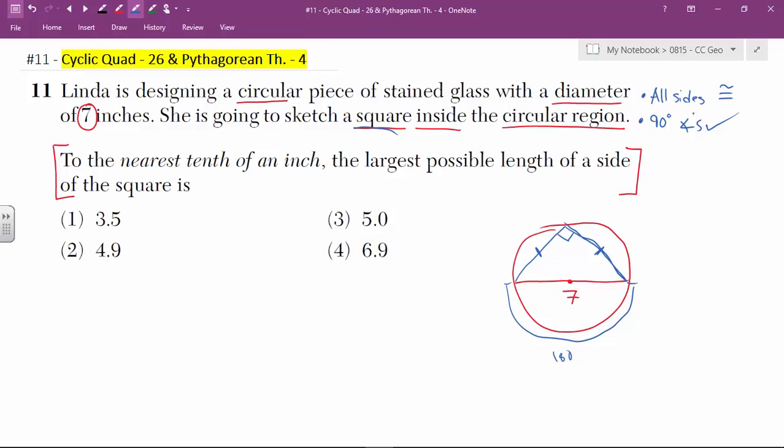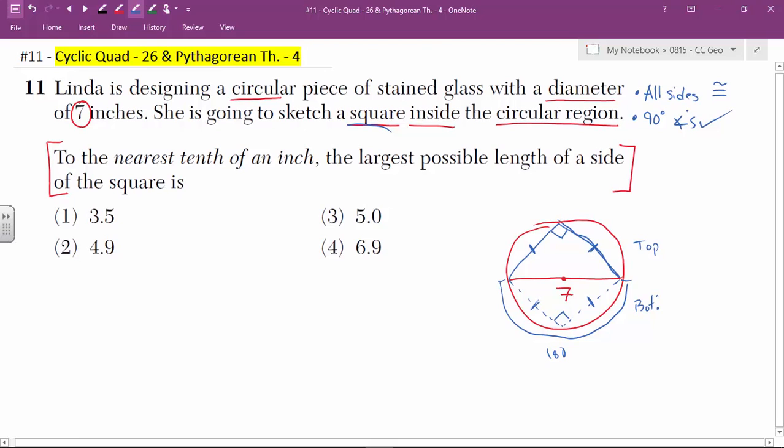And I could repeat that on the other side. Okay? I could do that. Get a right angle, equal, equal. And there you go. I've got my square, like a top part and a bottom part. Okay? And I've left the bottom dashed because I'm not really going to use it. I want to emphasize this top portion. Because what they're going to ask me is, to the nearest tenth of an inch, they want me to round. What's the largest possible side of the square?